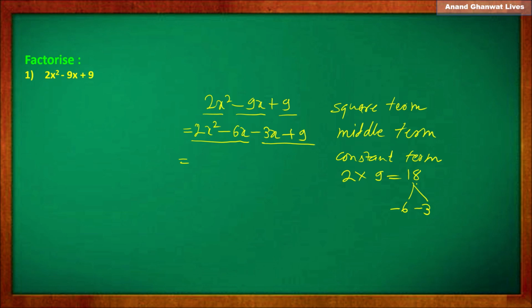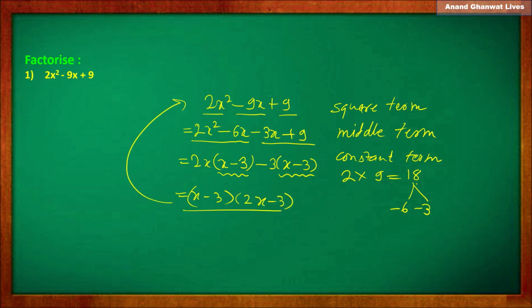So common factor between first and second term, that is 2x into bracket x minus 3, and from third and fourth term 3 is the common factor and in bracket x minus 3. Now in the first term and second term x minus 3 is common, so x minus 3 into another bracket 2x minus 3 are the factors of given expression 2x square minus 9x plus 9.